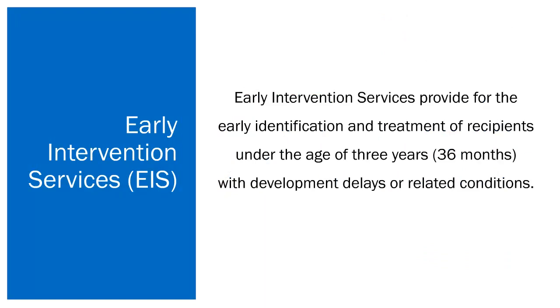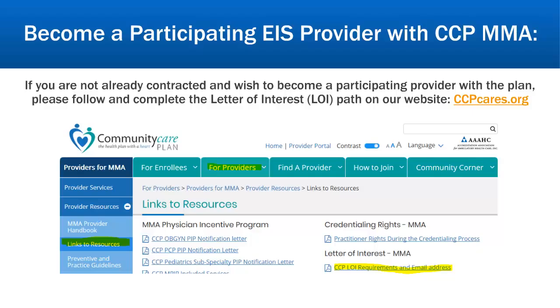Early intervention services provide for the early identification and treatment of recipients under the age of 3 years old with development delays or related conditions. If you are not already contracted and wish to become a participating provider with the CCP MMA plan, please follow and complete the letter of interest path on our website at ccpcares.org.